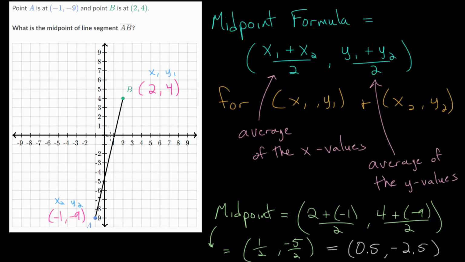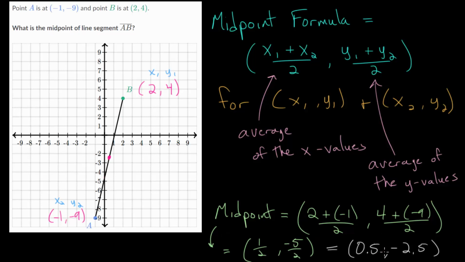So let's now plot this point. So it's at 0.5 for x and -2.5, so right there, for y. And you can visually see that this point is right in the middle of A and B. So that is the midpoint of the line segment AB.